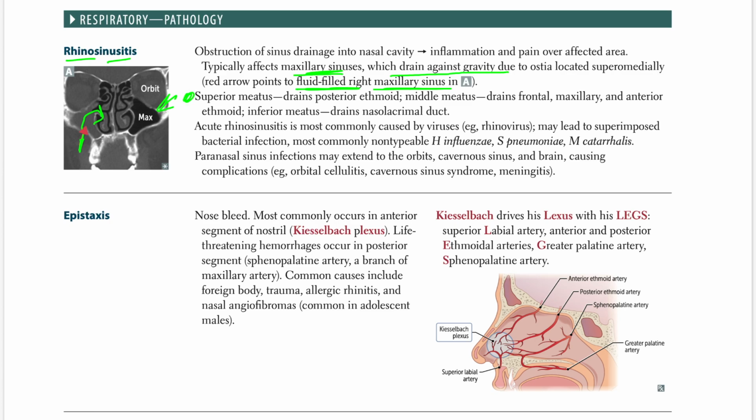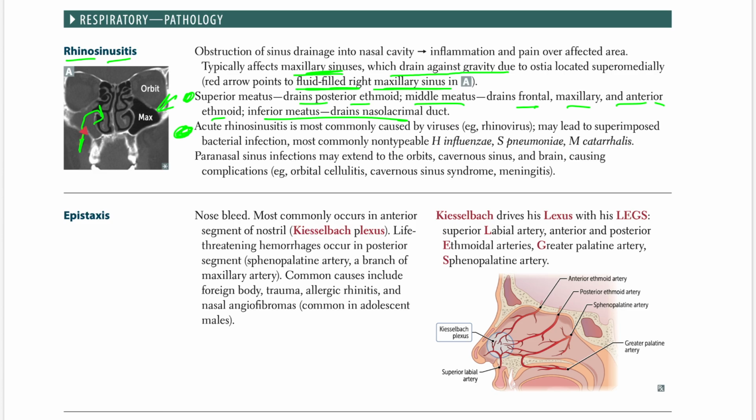Now we're talking about the superior meatus. What is the superior meatus? Well, the superior meatus drains the posterior ethmoid. The middle meatus would drain the frontal, maxillary, and anterior ethmoid, and all of this inferior would drain the nasolacrimal duct.